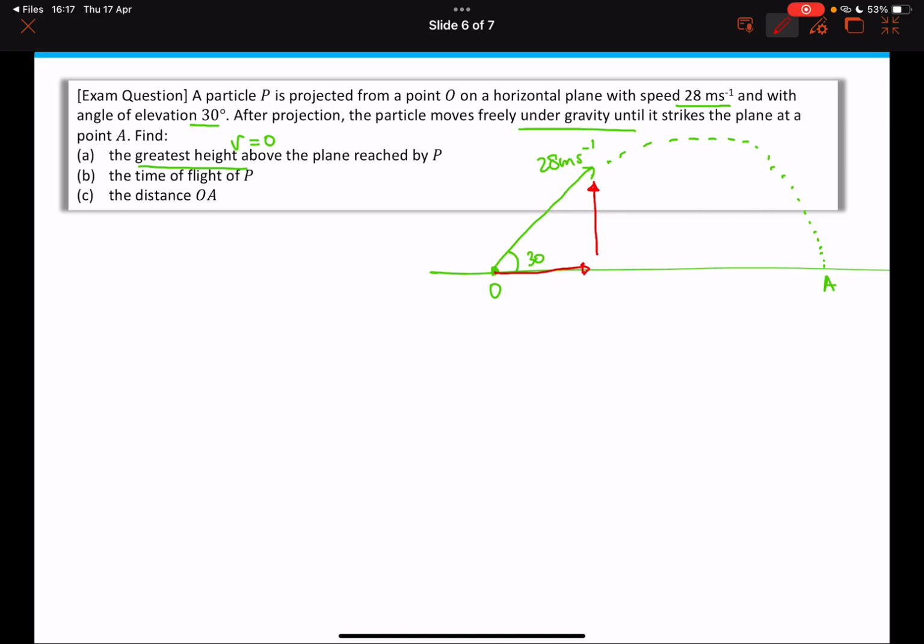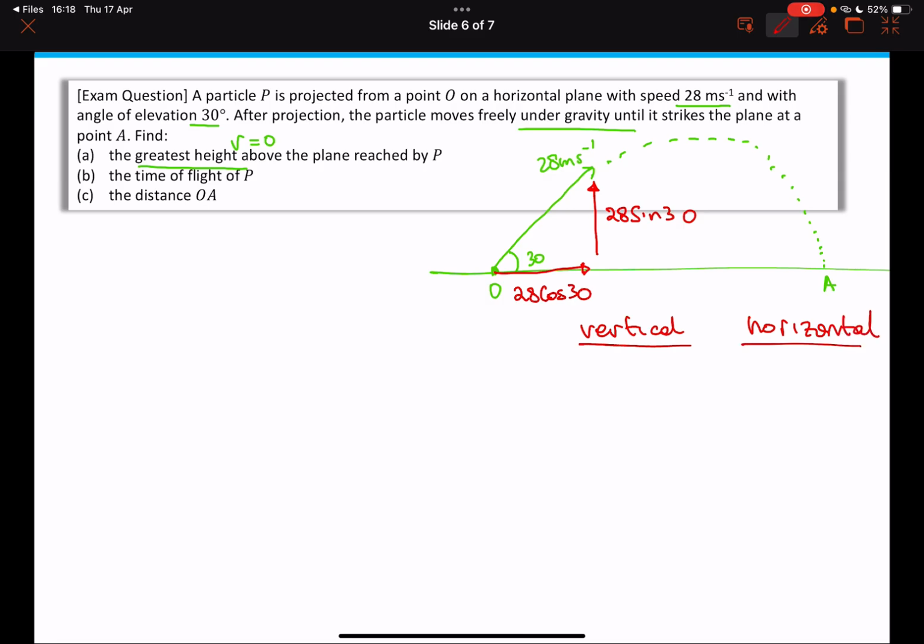So I'm going to speed up the process here a little bit. If you find the vertical using the sin x value from SOHCAHTOA, that will be 28 sin 30, and this one here will be 28 cos 30, just by following SOHCAHTOA. Now, once I've done that, I can do my vertical component and my horizontal component as I do any question.